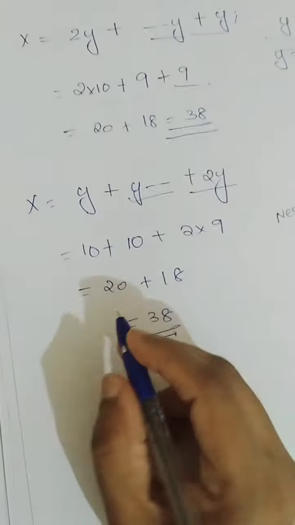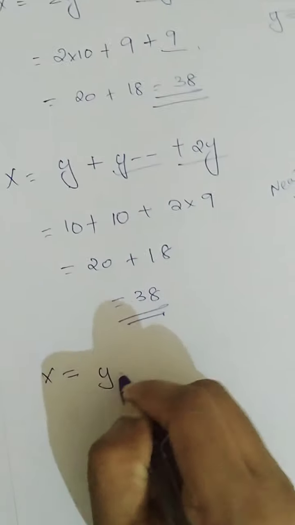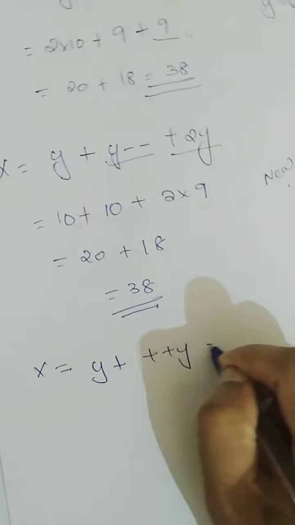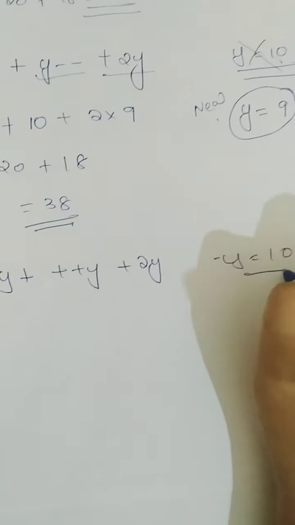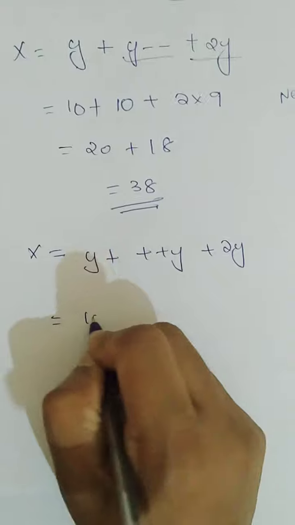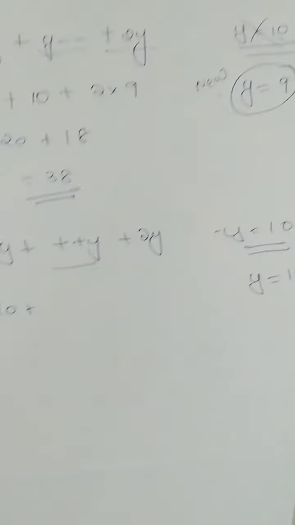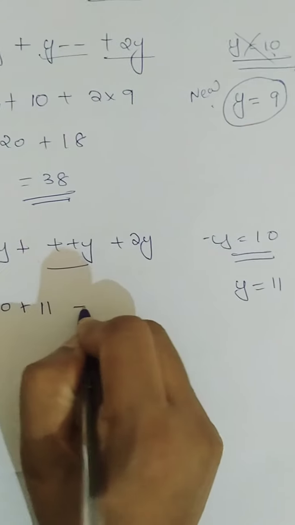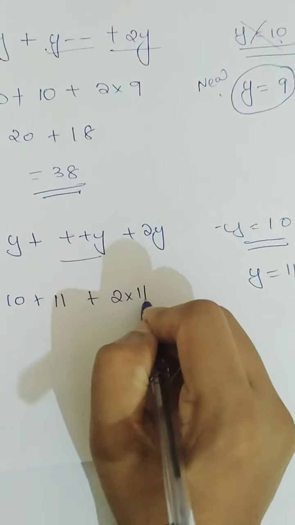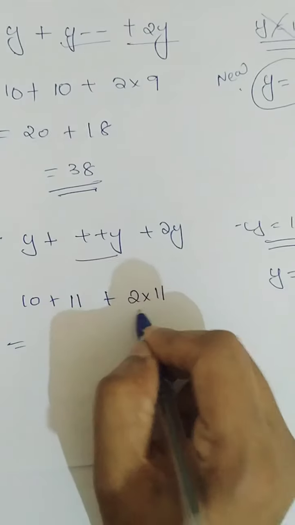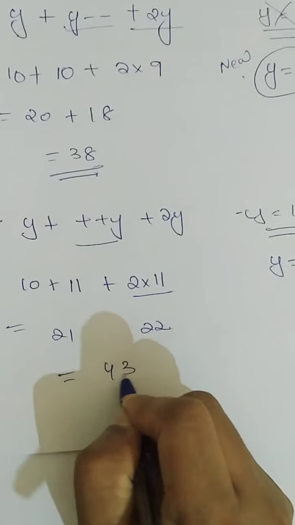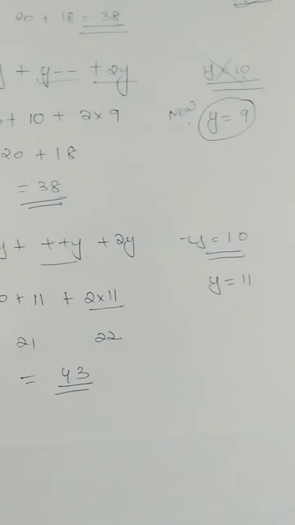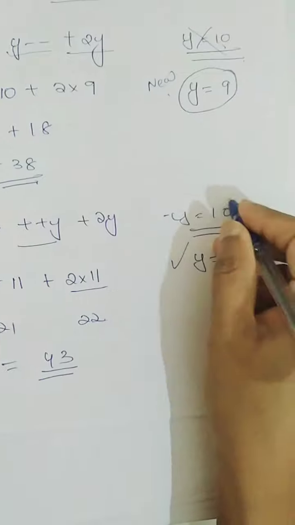Same for decrement or increment. X is equal to y plus plus y plus 2y. Same, y is equal to 10. Here 10 plus, since it is a prefix, it will change the value into 11 and then only it uses. So 11 plus 2 into 11. So 2 into 11 is 22. Here also, 21 which is equal to 43. This is the new value.